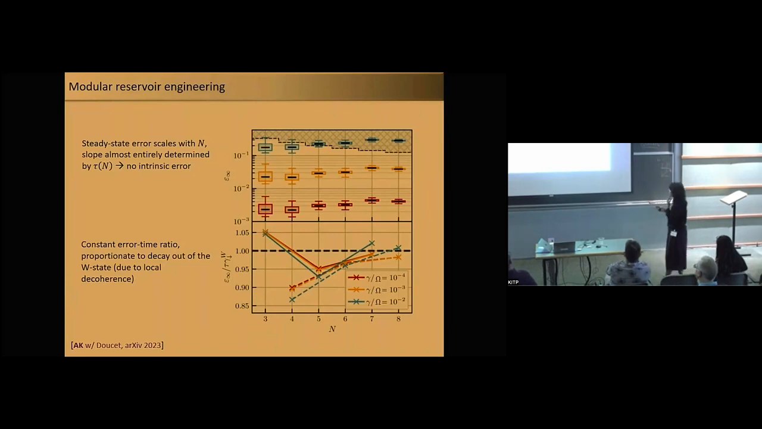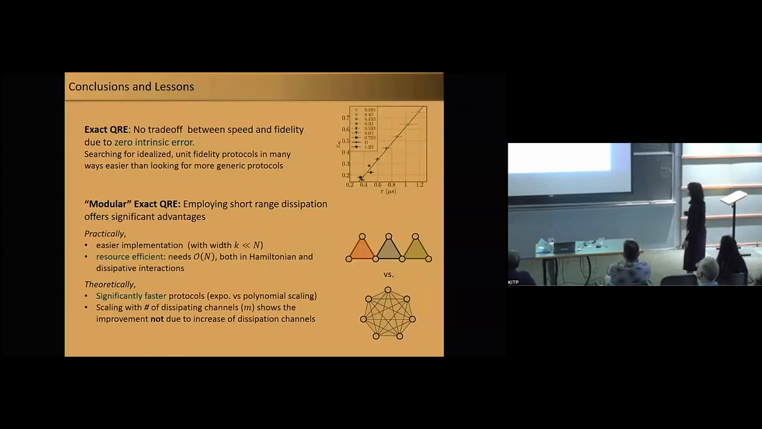Another thing is that if I rescale this steady state error with the local dissipation, I get an almost constant value of 1, which again proves that there is no intrinsic error. The entire steady state error was coming from local decoherence, which was the point of exact schemes: there should be no error intrinsic to the scheme. The entire error is just because of the decoherence of the hardware platform. That is why this is almost flat. If there was any intrinsic error, it would have scaled linearly, which is the signature of a perturbative scheme, not an exact scheme. So with this, I will end.